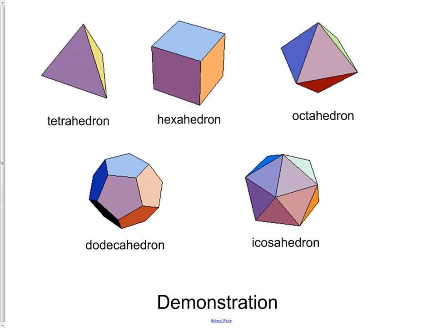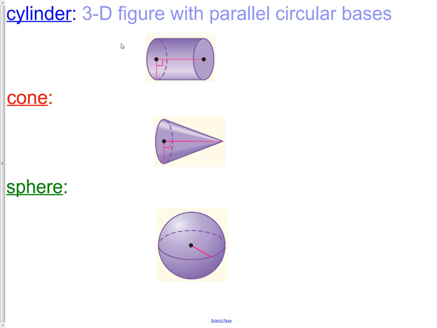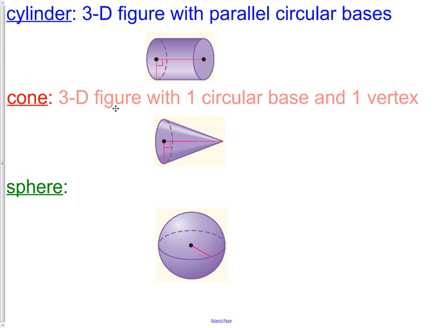Back to our shapes. We have a group of shapes now that have a curved side to them. These 3 examples are not polyhedrons. It is the cylinder, the cone, and the sphere. The curved objects are not considered part of our polyhedron families. A cylinder is a 3D figure with parallel circular bases. A cone is a 3D figure with 1 circular base and 1 vertex. And lastly, the sphere is a set of all points in space equidistant from one point.